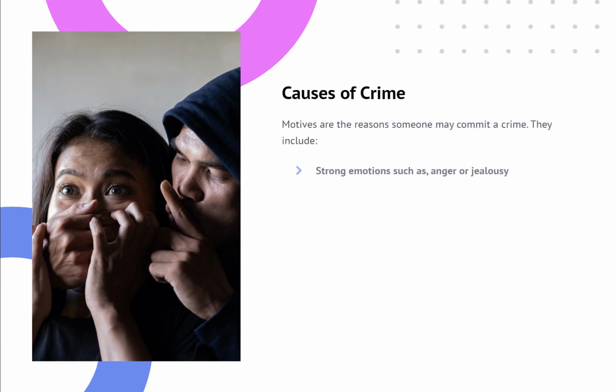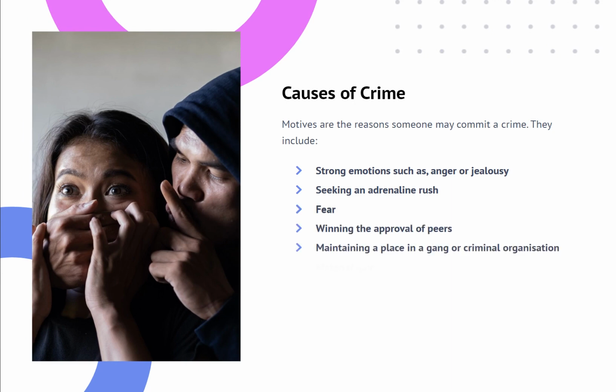Motives are the reasons someone may commit a crime. They include strong emotions such as anger or jealousy, seeking an adrenaline rush, fear, winning the approval of peers, maintaining a place in a gang or criminal organization, material gain, thirst for power or revenge.